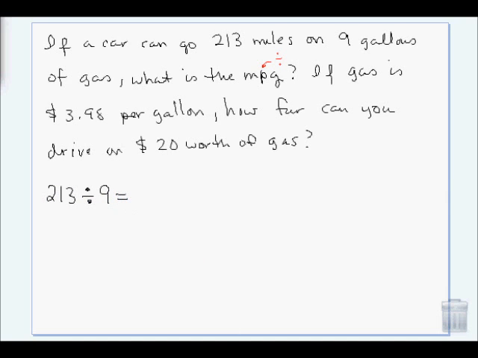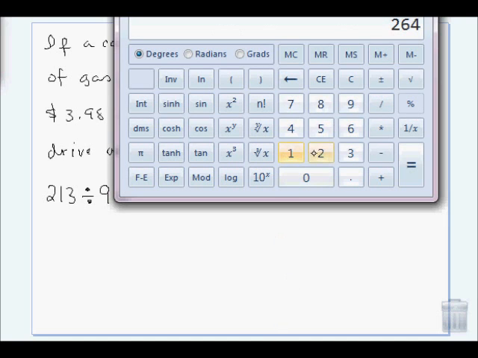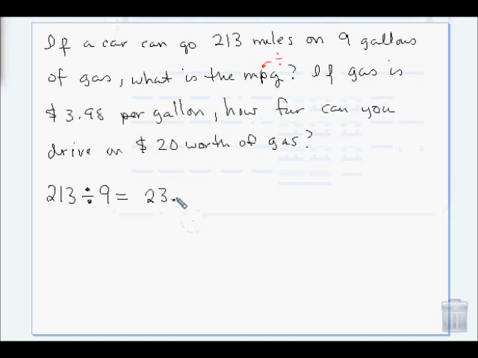Okay. 23.7. So it's going to get 23.7 miles per gallon. If gas is $3.98 per gallon, how far could you go on $20 worth of gas?